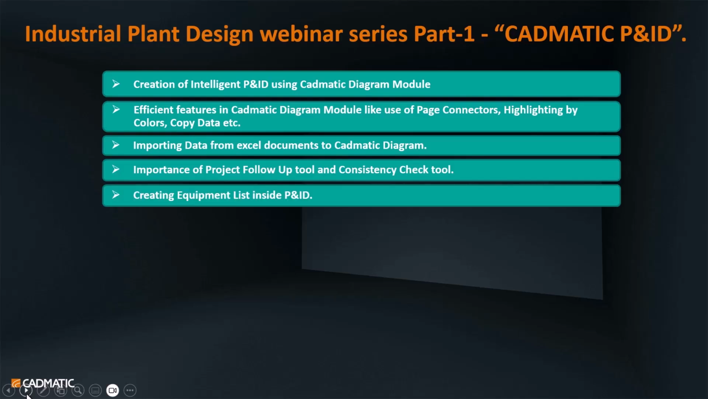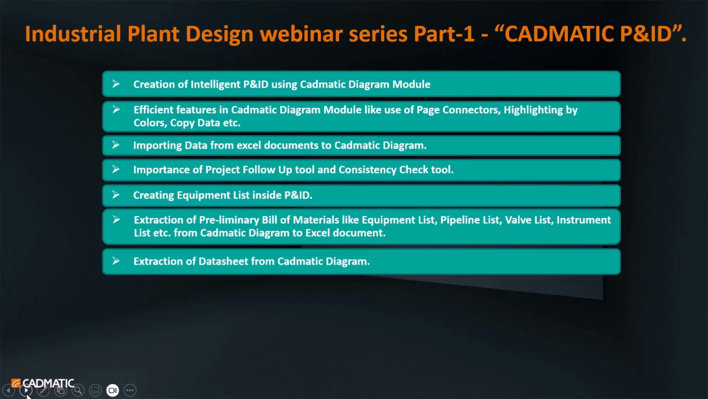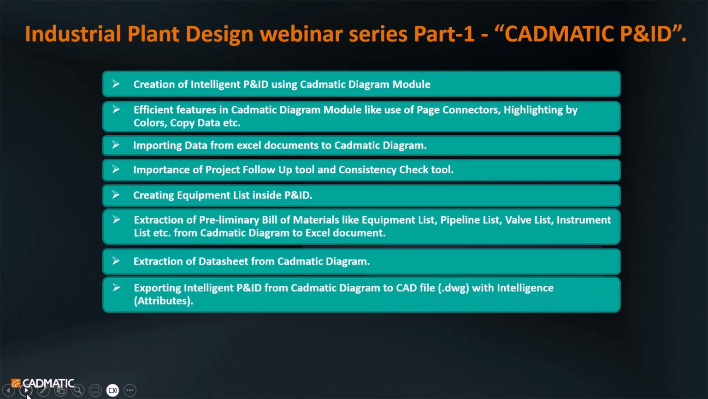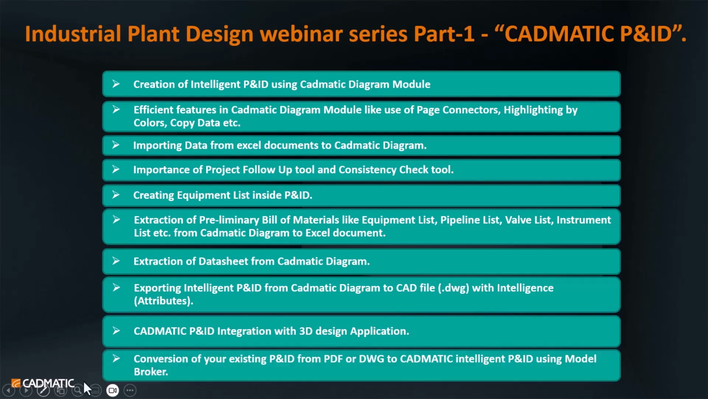Creating an equipment list inside the P&ID. Then we will see extraction of preliminary bill of material like equipment list, pipeline list, valve list, instrument list, etc. from CADMATIC diagram to Excel document. Extraction of data sheets from CADMATIC diagram. Exporting intelligent P&ID from CADMATIC diagram to CAD files and intelligent attributes. CADMATIC P&ID integration with design applications. Conversion of your existing P&ID from PDF or DWG to CADMATIC Intelligent P&ID using Model Broker. So let's begin.